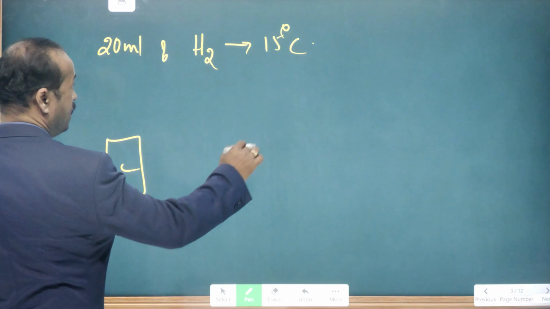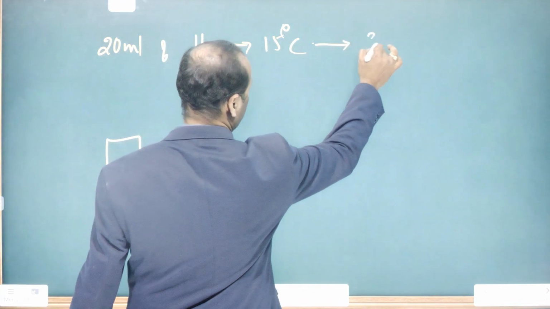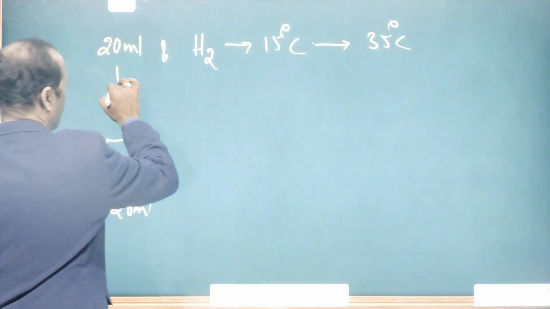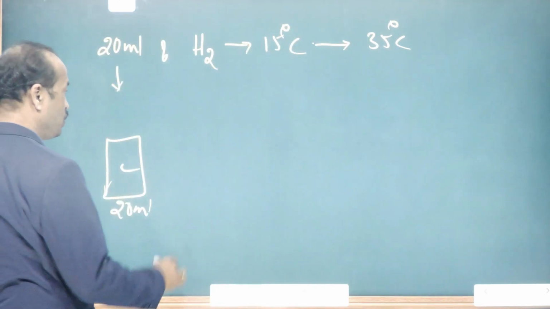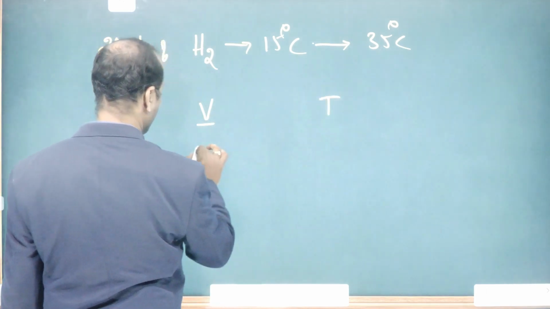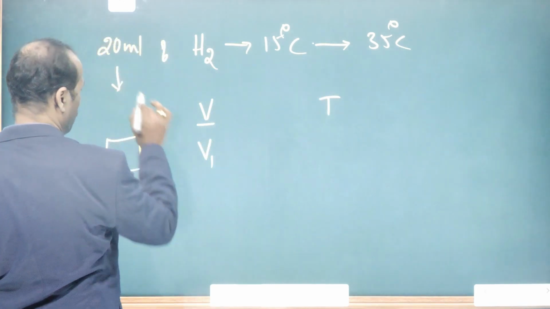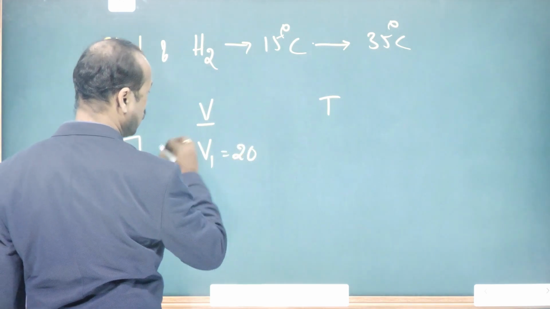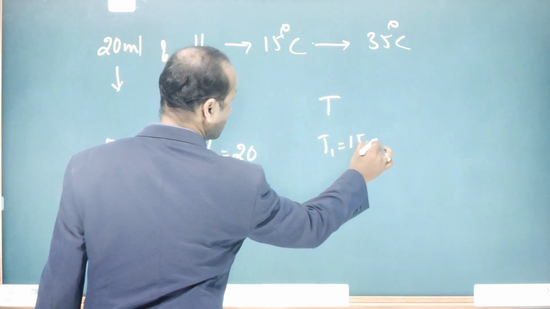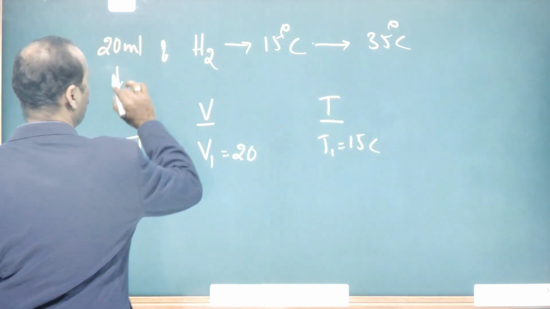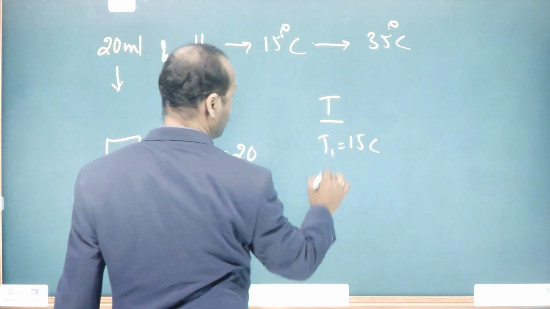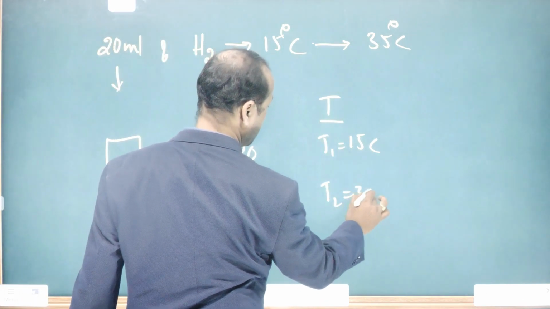And it is heated to 35 degrees Celsius. Now when it is heated to 35 degrees, what is its volume they are asking? Correct? So now what you need to do? Write volume and temperature. First V1 is 20 ml, and T1 is equal to 15 degrees Celsius. And V2 we don't know, we need to find V2. The temperature T2 is given as 35 degrees Celsius.